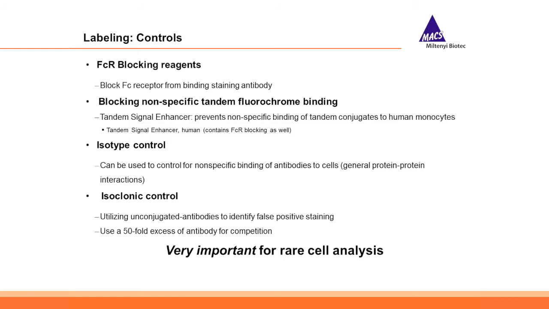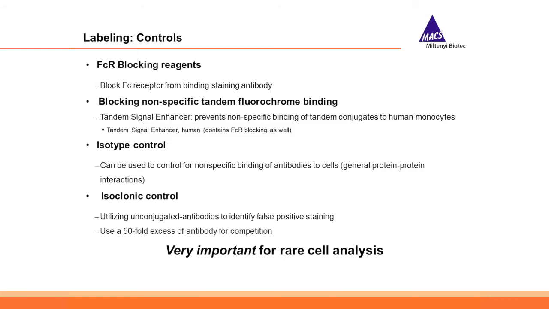Then we know another unspecific binding mechanism, and that is the binding of tandem fluorochromes to human monocytes. This is, of course, only interesting for people using human monocyte samples or where human monocytes are included. And we have a blocking reagent, the tandem signal enhancer, that blocks this interaction so that you don't get this non-specific labeling of the monocytes by the tandem fluorochromes. This reagent contains also FcR blocking, so if you use this reagent, both things are blocked at the same time.